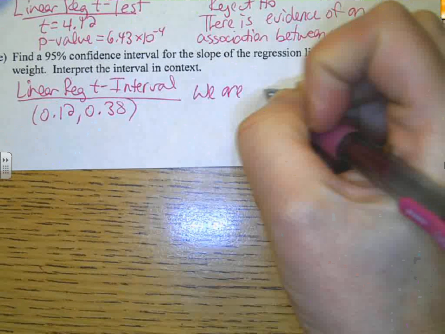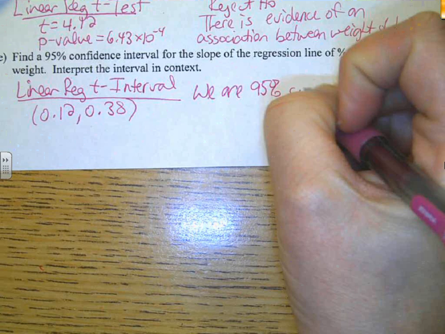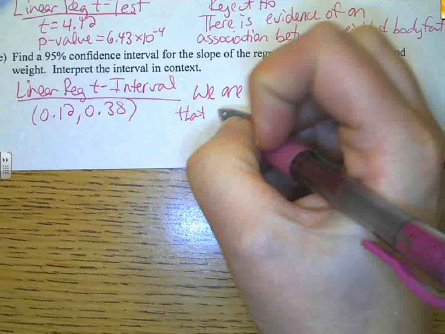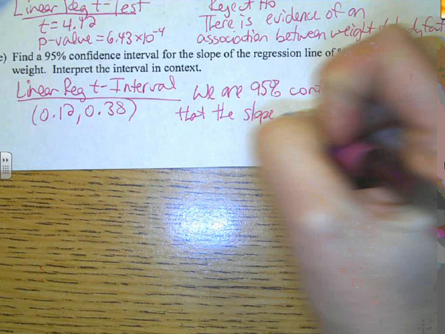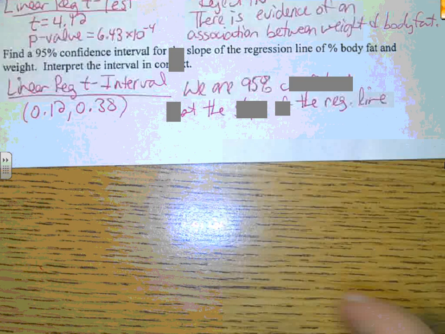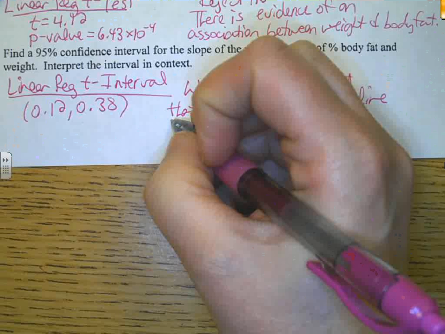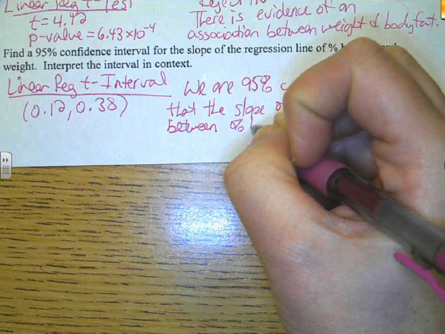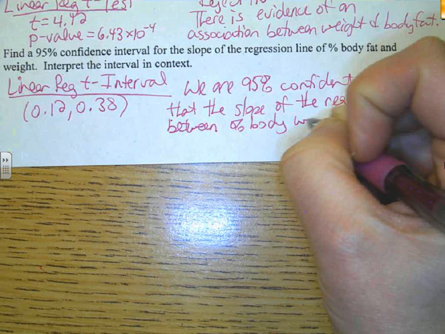So we're 95% confident that the slope of the regression line between percent body fat and weight is in the interval.